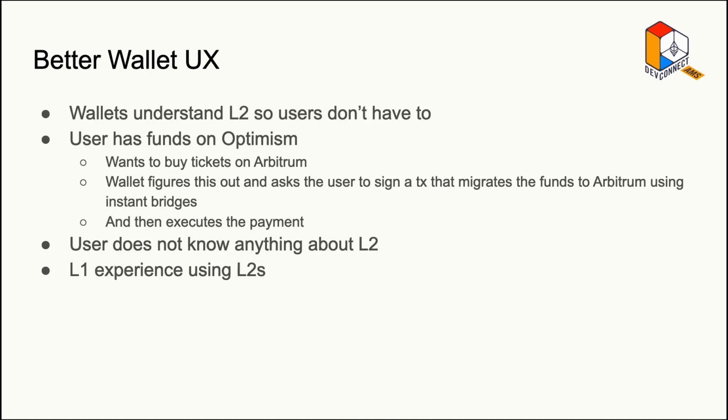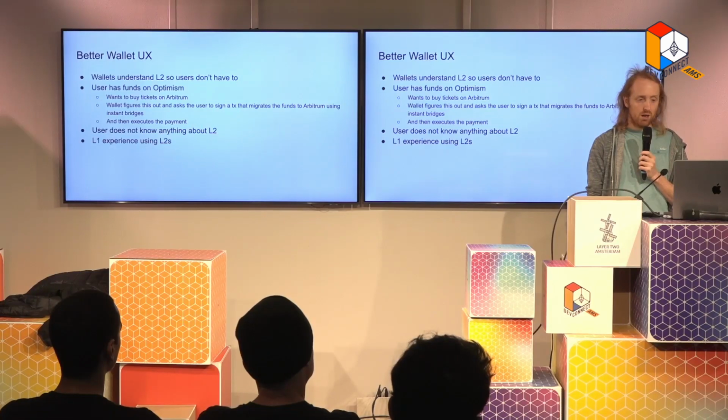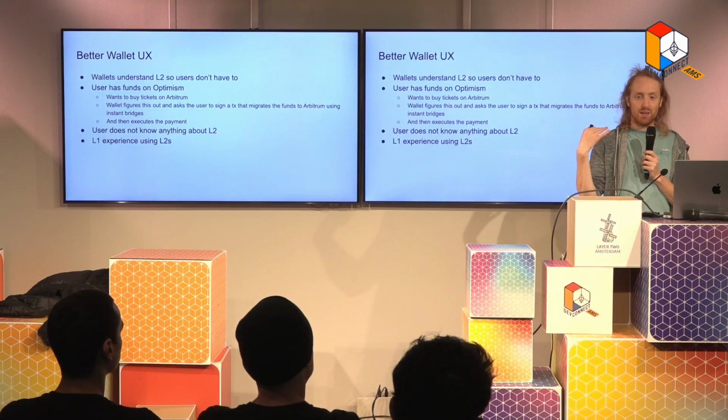And this is another really nice user experience that we want, where users don't have to know what L2 they're on. They don't have to know about L2s. They just understand that, oh, I just have to make this transaction. I can sign it. And this is another thing that we can do, and I think it's pretty important that we try and do this. And we want to get to a point where we have the same experience on layer 1 that we have on layer 2.